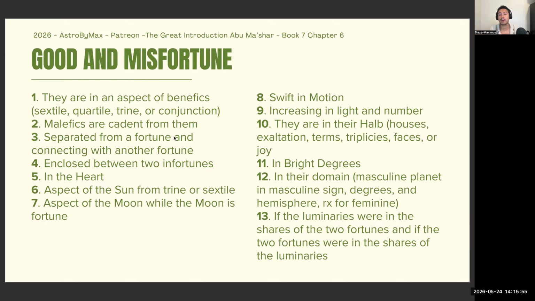And if the luminaries were in the shares of the two fortunes, and if the two fortunes were in the shares of the luminaries. So if the luminaries, the moon or the sun, were in the signs of Taurus, Libra, Sagittarius, or Pisces, or if Venus and Jupiter were in the signs of Cancer and Leo, we're also told that that's a condition of good fortune too.